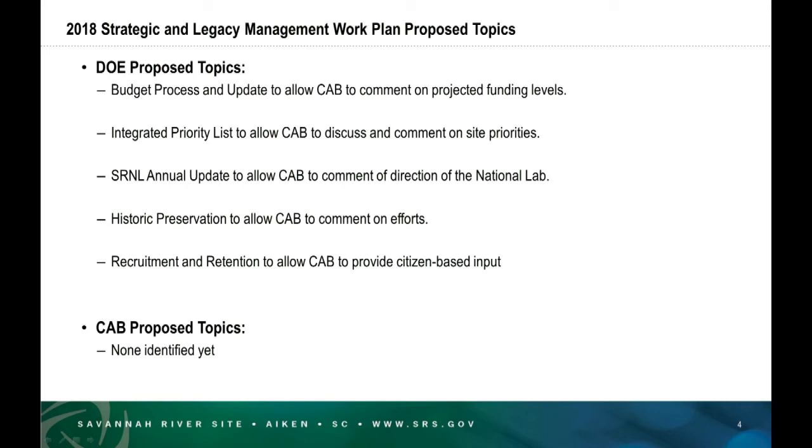Some other ones: the budget process and update. Budget is such a big piece of the complex. It's important to understand how that process works and all the potential effects of that with the updates. The integrated priority list is again such a big, important piece, and y'all got a taste today of exactly the impacts of some of the things that happen with the IPL.